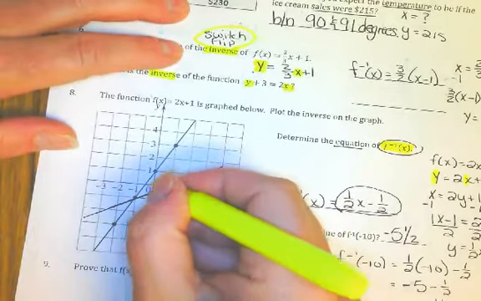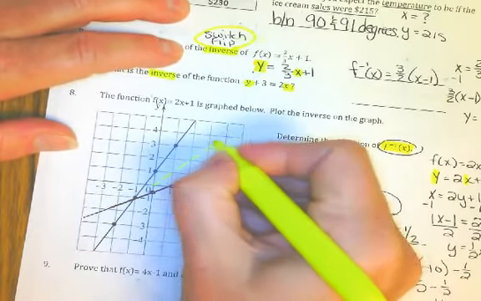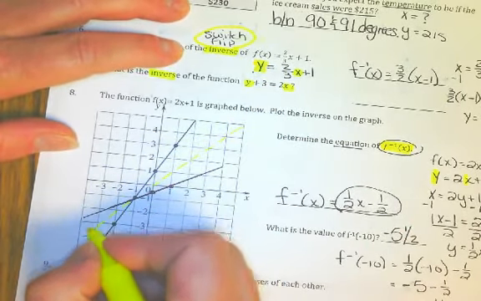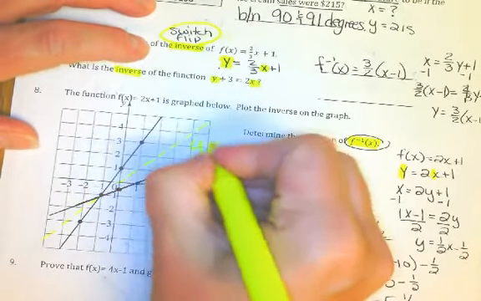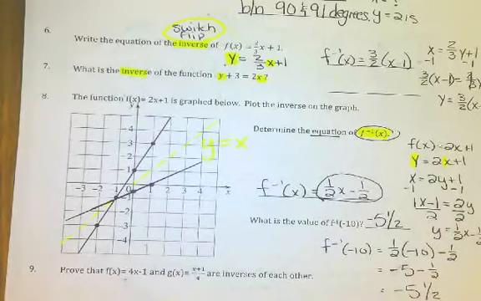And again, the main idea here is that this should reflect over this line. Now, there could be some human error with the way I graphed it, but it should reflect over that line, y equals x, because all inverses reflect over that line. You have to do that.